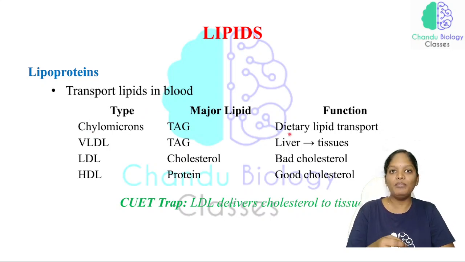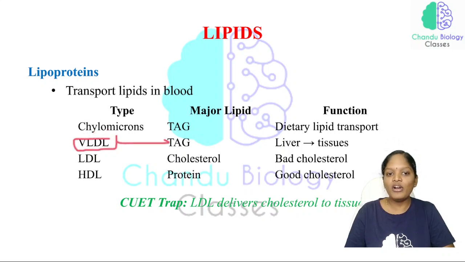After digestion, the lipid is also getting digested. The digested lipid will not be absorbed directly by the blood, because the blood cannot absorb the lipid, but instead it will involve the chylomicrons. They are the ones functioning in lipid transport. So this is very important. VLDL, very low density lipoprotein. Once again, VLDL stands for very low density lipoprotein. Again, this VLDL is also made up of triacylglycerol, and their function is to supply triacylglycerol from the liver to the tissues.